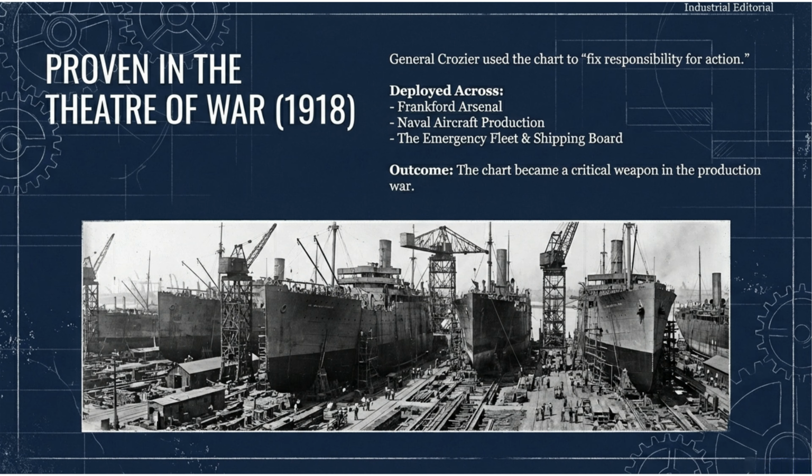The shipyards shown here, producing cargo vessels at industrial scale, were coordinated with this tool. Men and materials were moved, production was accelerated, and the chart became, as one historian put it, a critical weapon in the production war. Not a rifle, not a cannon, a chart. Sometimes the most powerful weapons are the ones that bring order to chaos.